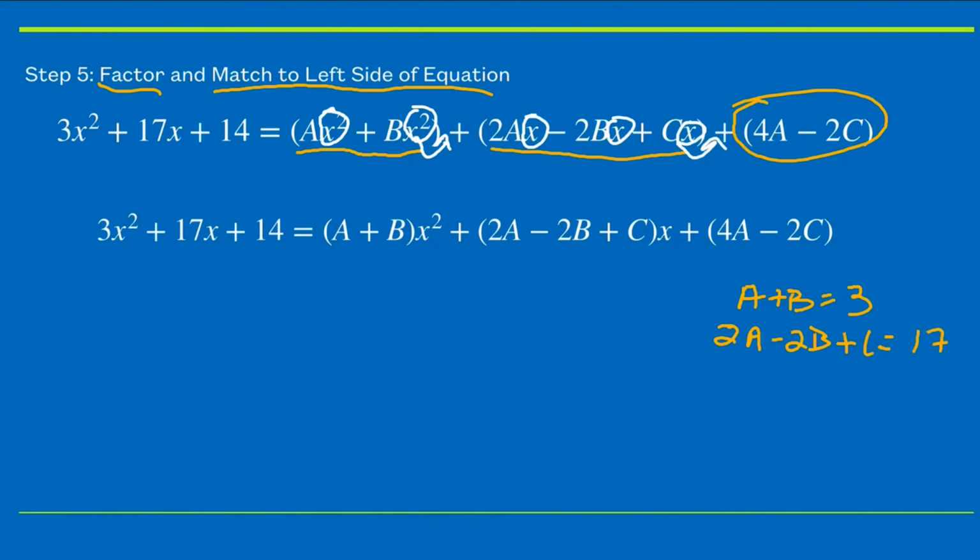And then the last one, we have this constant group. Remember, this 4a minus 2c represents the constant term. And here's my constant term. So we're going to say that 4a minus 2c has got to equal 14. All right? And that's really it. So what we have is a system of equations now, and we're going to solve that in step 6.